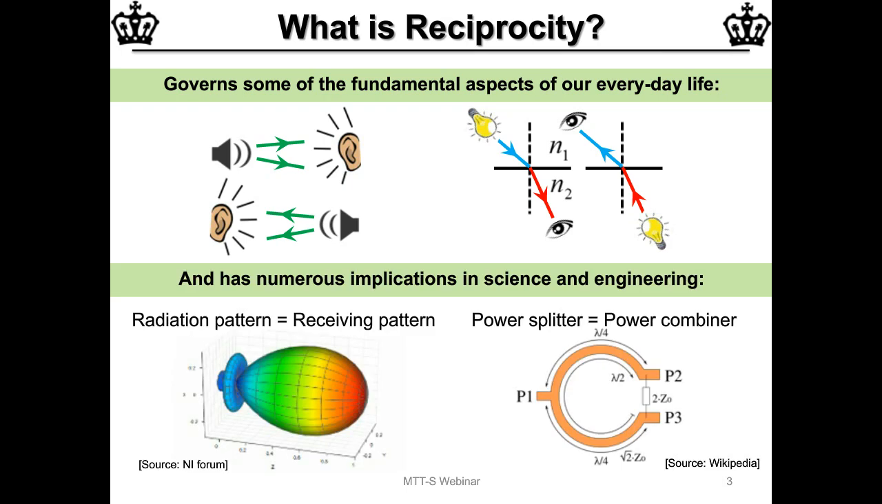This concept of reciprocity, that waves must travel in the same manner in forward and reverse directions, has many implications in science and engineering. In our field of microwave engineering, I'm pointing out two implications. It is reciprocity that states that if you have an antenna, then its radiation pattern is the same as its receiving pattern. It transmits and receives in the same manner. Similarly, reciprocity is why a power splitter also functions as a power combiner if we look at propagation in the reverse direction.